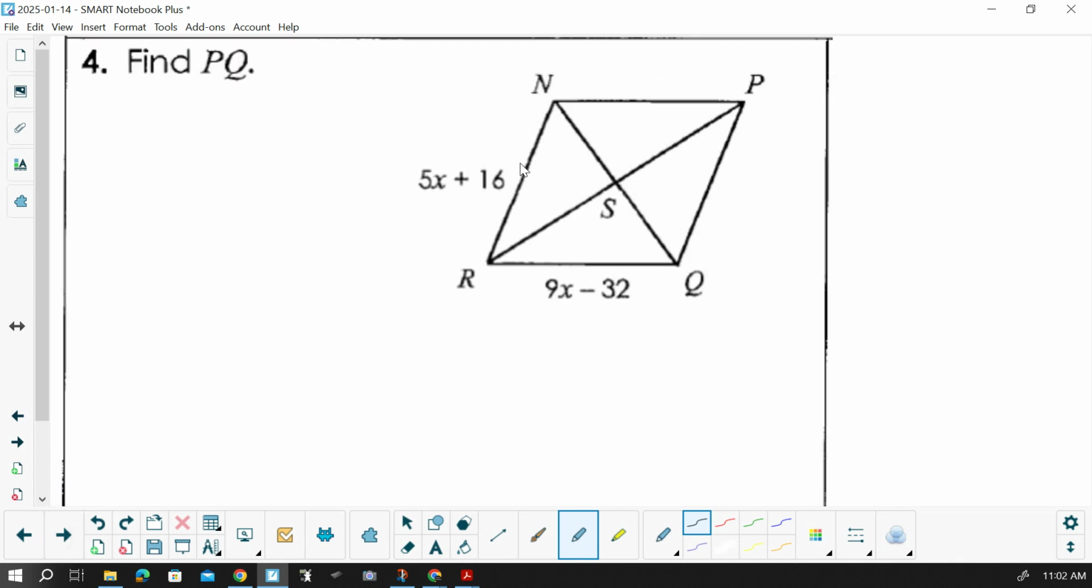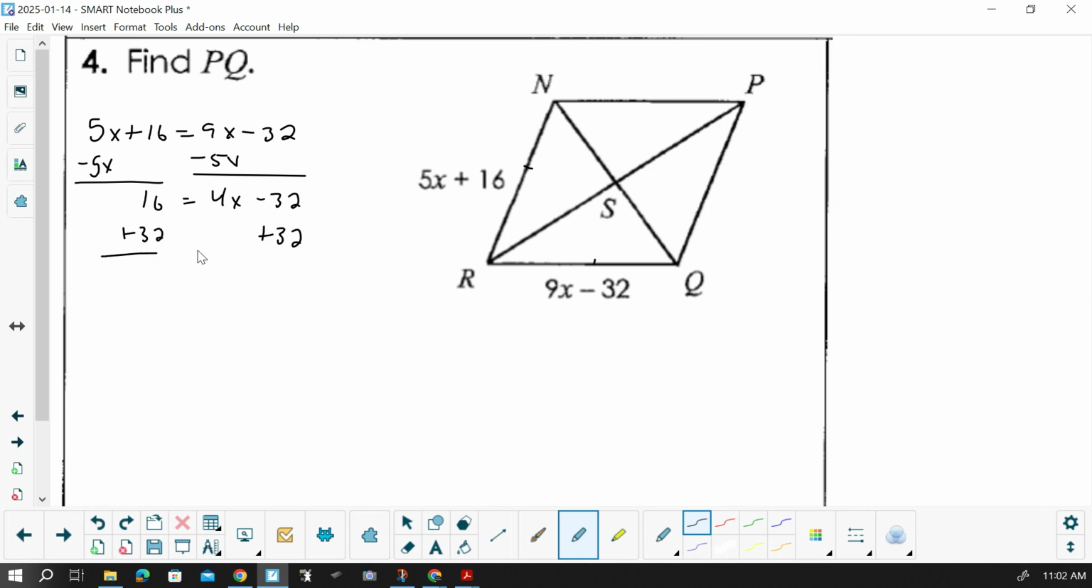Number 4. Rhombus, so the sides are all congruent, which means this side is equal to this side. So I'm going to do 5x plus 16 equals 9x minus 32. And I'll subtract my 5x from both sides. And I get 16 equals 9 minus 5 is 4x, minus 32. We're going to add that 32 to both sides. Okay, so we get 4x equals 16 plus 32 would be, let's see, 48. Divide by 4 and we get x equals 12.